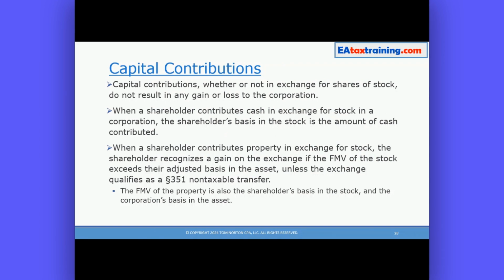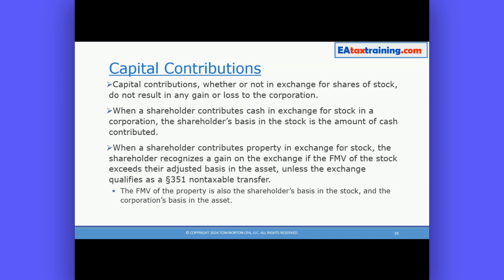The fair market value of the property is also the shareholder's basis in the stock and the corporation's basis in the asset. So you're giving a piece of property, of some sort of property, to the corporation. The fair market value of that property is going to be considered the amount you are contributing to the corporation. And to the extent that that fair market value exceeds your adjusted basis in the property, then you are going to have a gain. It's like a gain on sale of that asset.